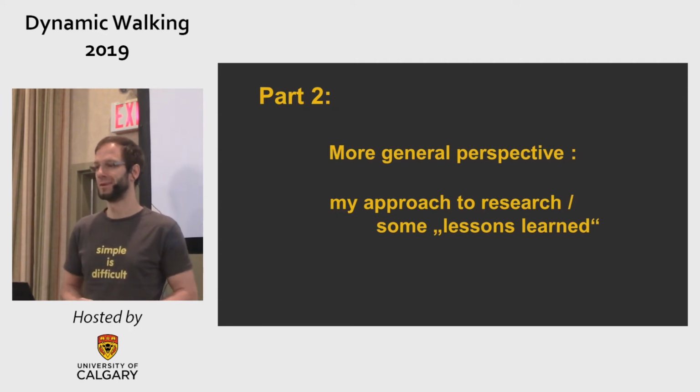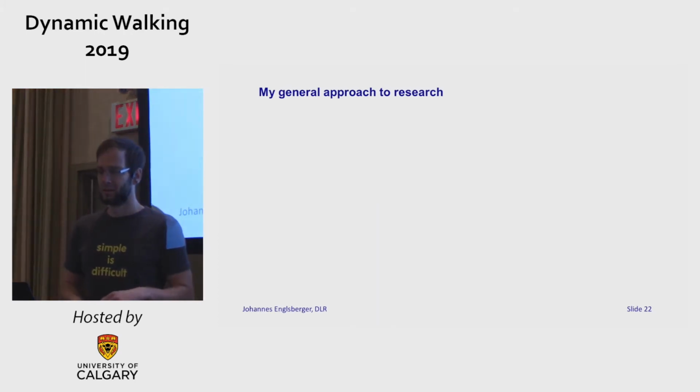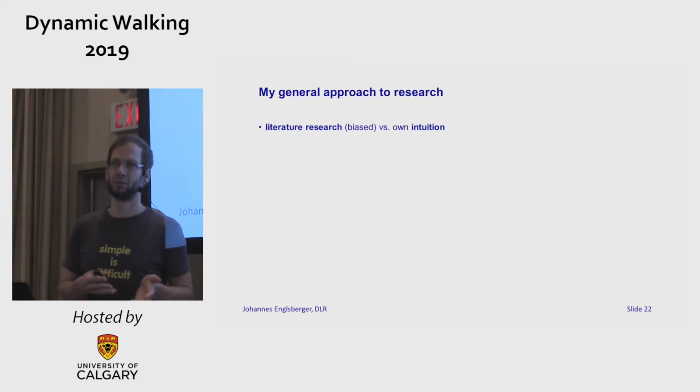Let me move to part two. I was a little bit surprised, but anyway, there came an email asking me to provide a more general perspective on my research. So I just tried to share some lessons learned or some ideas that are in my head. My approach to research is typically a pretty naive one. I typically like to follow my own intuition first and then do the literature research, because what I feel is, when I read too much too early, I tend to try to solve other people's problems instead of coming up with a potentially new solution.